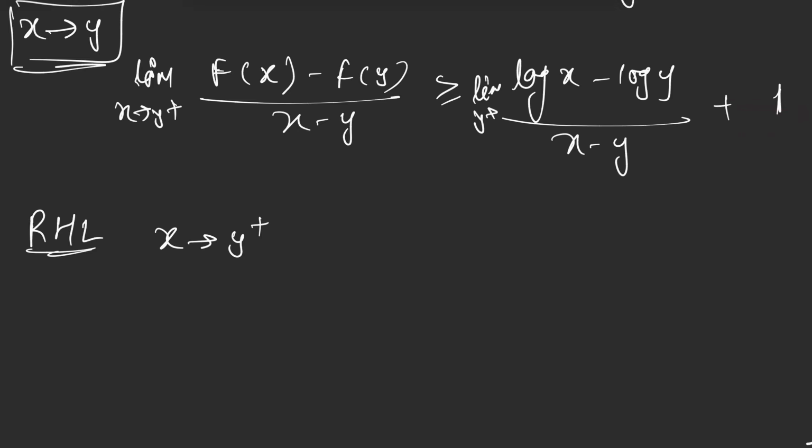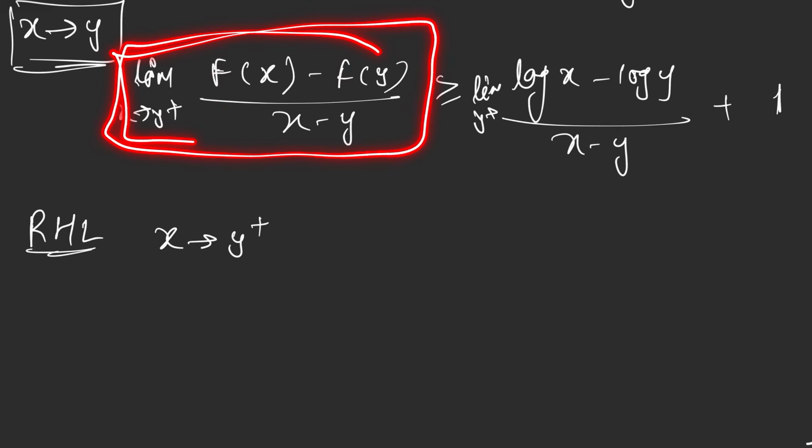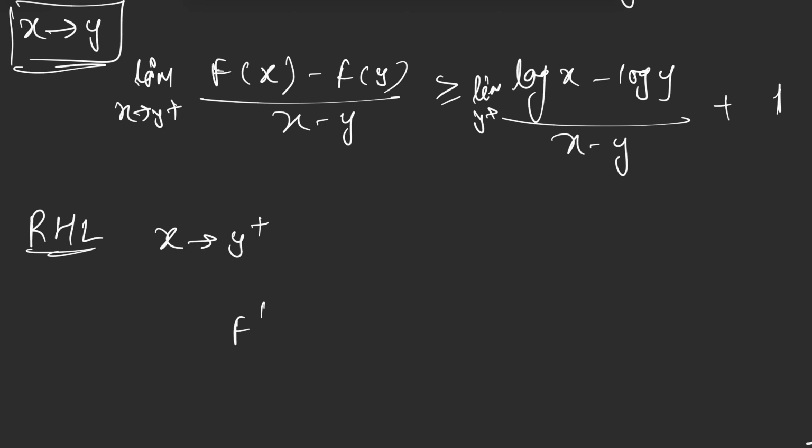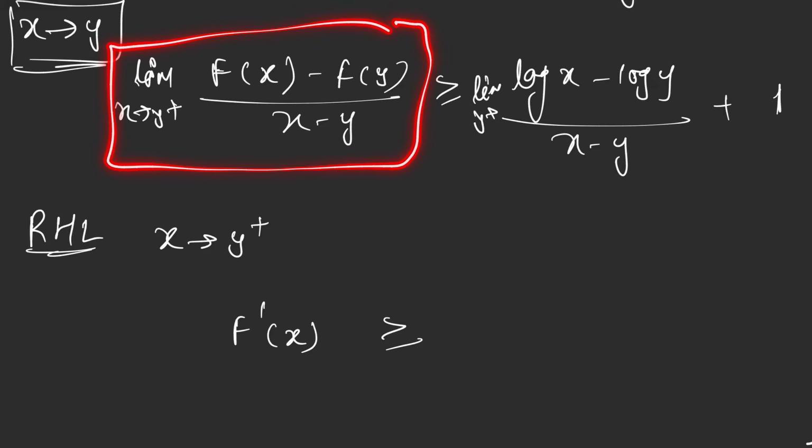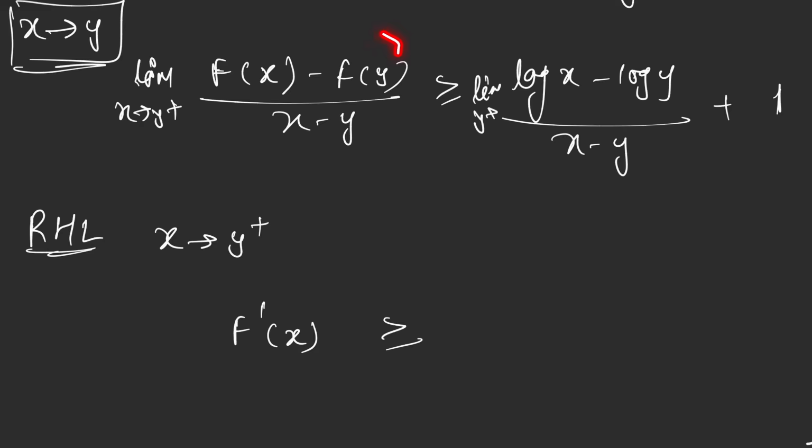So if x is tending to y plus, it means it is a positive number. And this, as you can see, is the first principle. So I can write this as f dash x is greater than or equal to. Now how I'm solving this limit is by L'Hopital rule, considering y is a constant. So f of x differentiation is f dash x, this differentiation 0, x differentiation 1, and y differentiation 0. So log x differentiation will be what this time? 1 by x. Minus log y differentiation will be what? 0. And log x here, 1 by x plus 1.